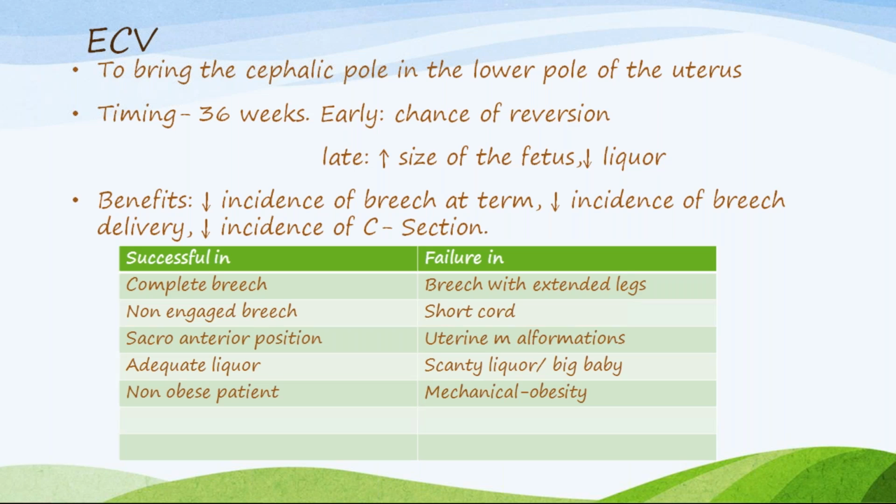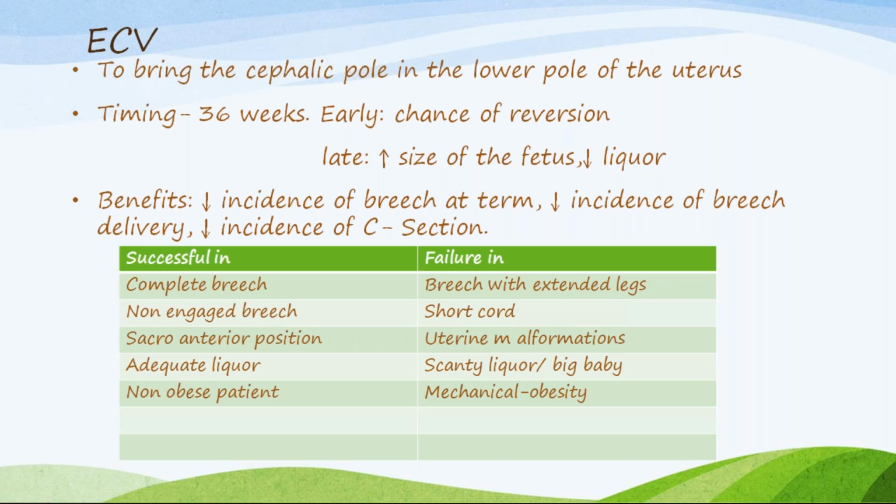So the idea of external version is to convert the breech into cephalic. Don't go for breech delivery, better go for cephalic delivery. In breech, the head is the concern, so we try to decrease the cesarean section. That is it.